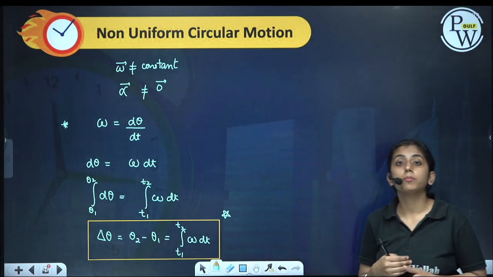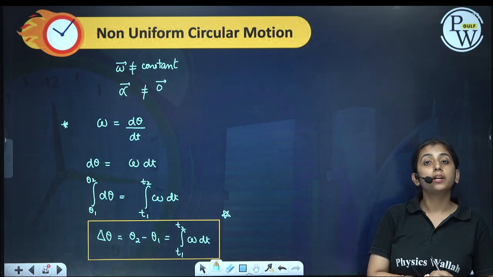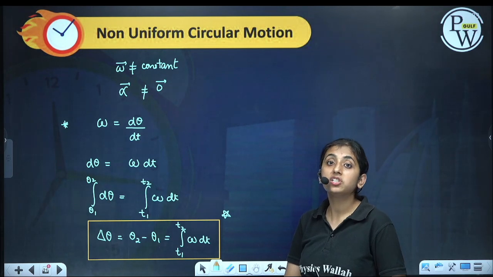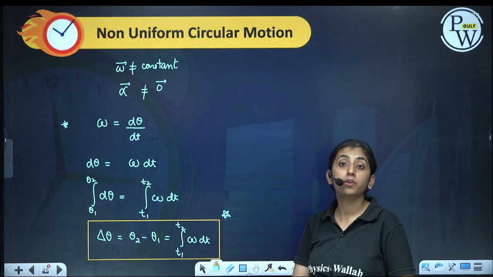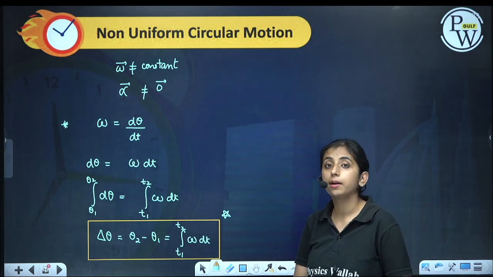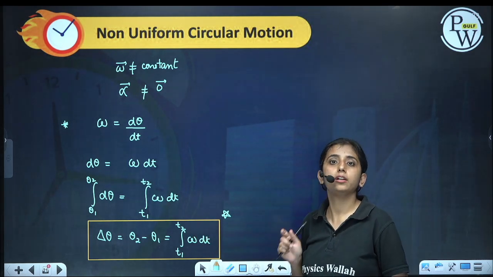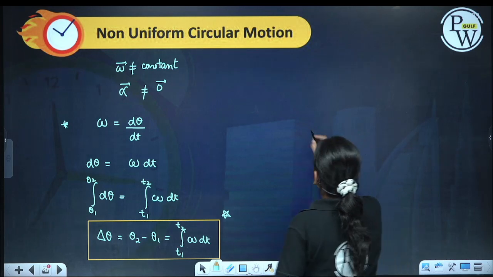In the non-uniform case, theta can be time dependent, and omega can be time dependent. Omega is changing with time. We don't know how it depends on time, but however it is given, we can calculate it using integration only.